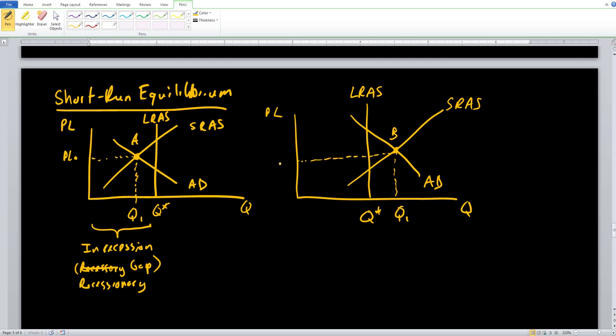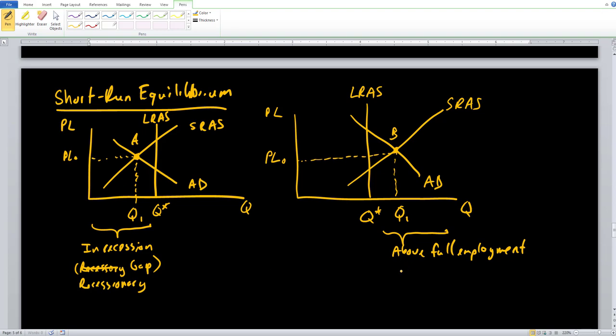So what is the economy doing at point B? Once again, this is going to be seen as a short-run equilibrium because this is exactly where only SRAS and aggregate demand intersect with one another. Here, we're going to denote that anytime we're operating above Q star, the economy is going to be above full employment. So here we're actually in some type of boom. The economy may be overheating just a little bit. And what can we call this? How do we get rid of this sort of gap? How do we get back to our long-run equilibrium?